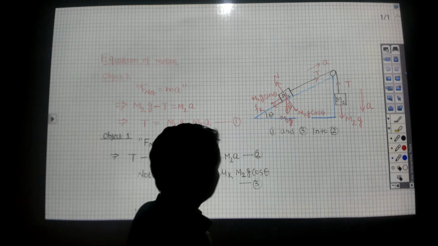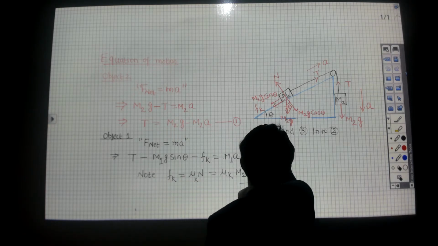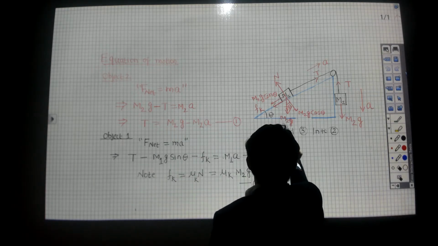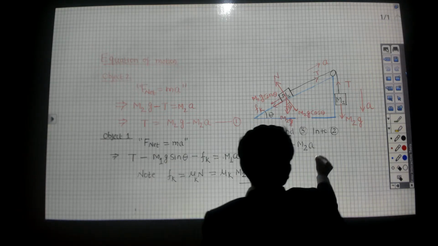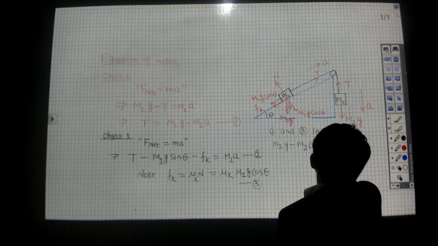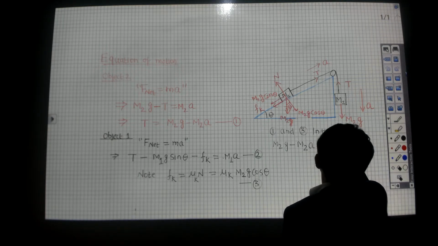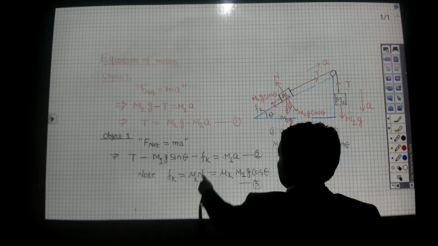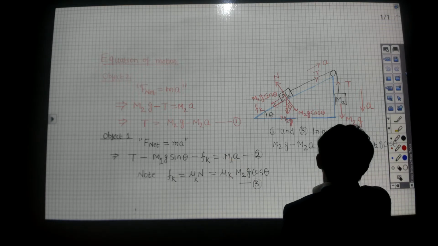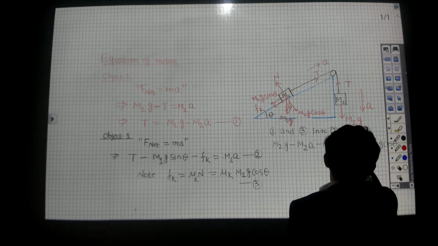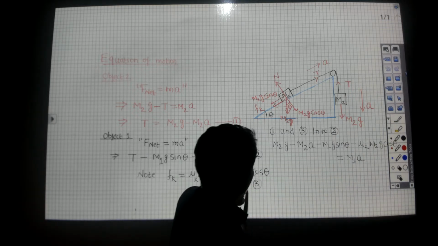Okay? So this one would be m2g minus m2a minus m1g sine theta, and the fk is minus mu k m2g cosine theta, and this is equal to m1a. I just plug 1 and 3 into equation 2.